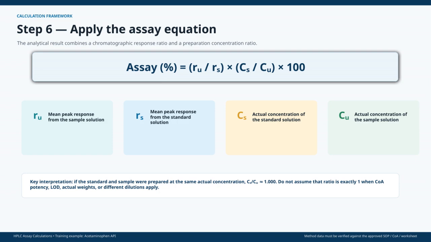respectively. An important point to remember is that if the standard and sample are prepared at the same concentration, the ratio C sub S over C sub U should be approximately 1. However, never assume this ratio is exactly 1 because factors like CoA potency, limits of detection, actual sample weights, or varying dilutions can affect it. Paying close attention to these details ensures precise and valid assay results.